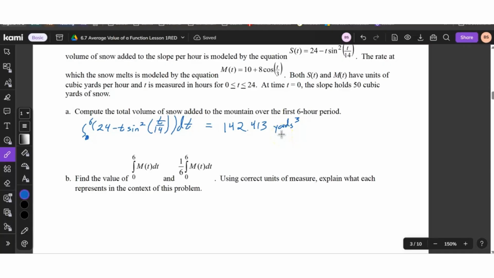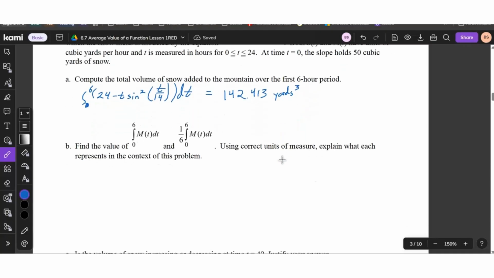Guys, there's way too much talking still. Okay. Mister, I got a negative. You plugged in something wrong. Yeah, you just plugged something into your calculator wrong.